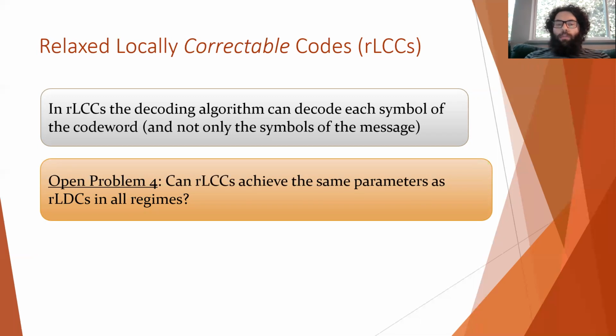And here is an open problem. Can, in general, RLCCs achieve the same parameters as RLDCs? So is there a general procedure that takes a relaxed locally decodable code, which means that decoding procedure works only for the first k bits, and it converts it into an RLCC? Namely, it creates a decoding procedure also for other bits of the code word without hurting the length of the code.